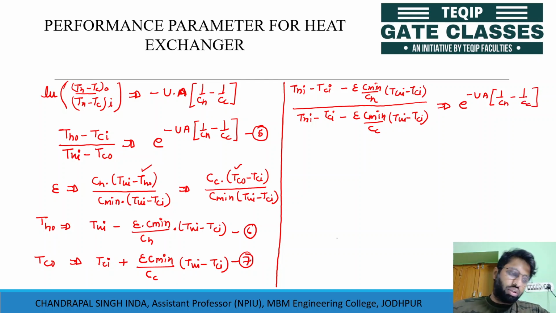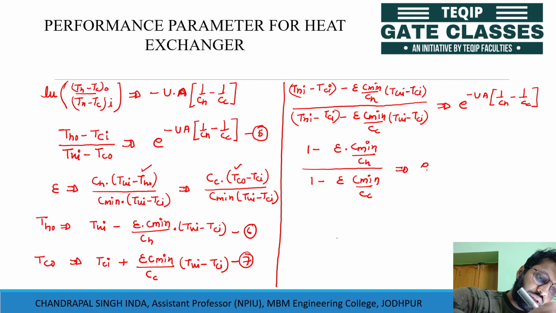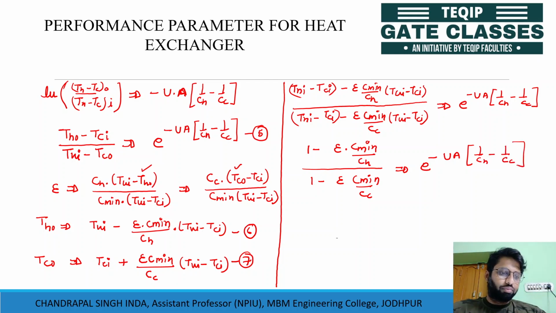So in this we can take this term as a common, and then we will have 1 minus effectiveness C minimum by Ch divided by 1 minus effectiveness C minimum by Cc. It will be equal to e to the power minus UA (1 by Ch minus 1 by Cc). So this is our equation number 8.